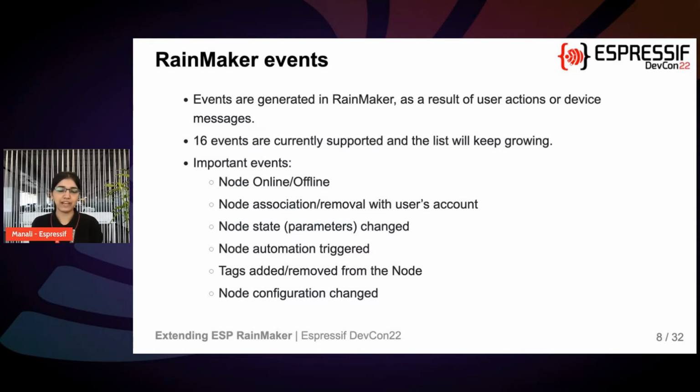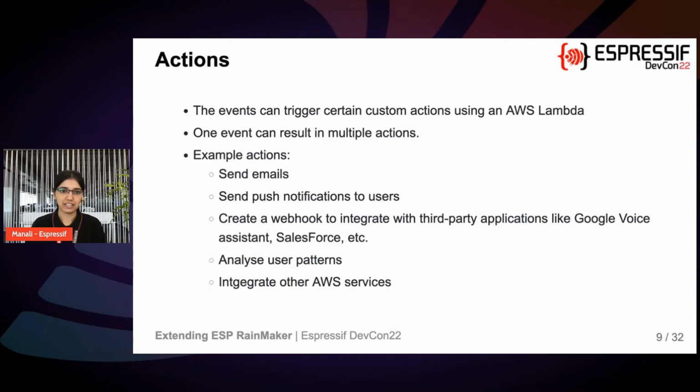There are many more, and you can check them out at the GitHub link, which I will provide in the further slides. Now that we know what events are, we'll go to what actions these events can trigger. The events can trigger any custom action, and the mediator between is an AWS Lambda. One event can result in multiple actions. In that case, there will be multiple lambdas which are subscribed to those events.